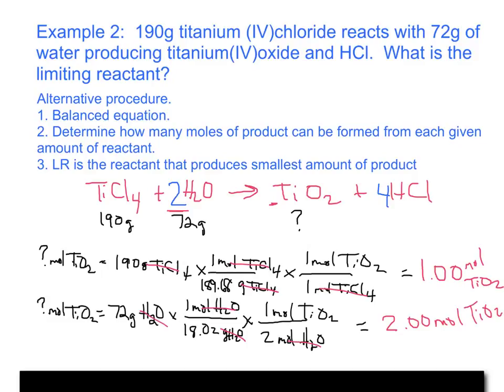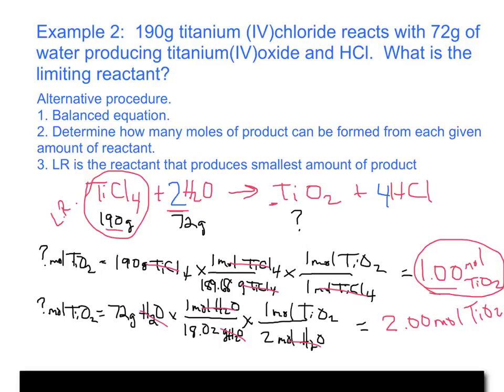So again, now we know that titanium 4-chloride is going to be our limiting reactant. Yeah, so this one, the lowest result, we're only going to get a mole of titanium 4 oxide. This is the limiting reactant. Okay, now once you've identified that, that's important because that's going to limit the process. That's going to be the starting point for any subsequent calculation.